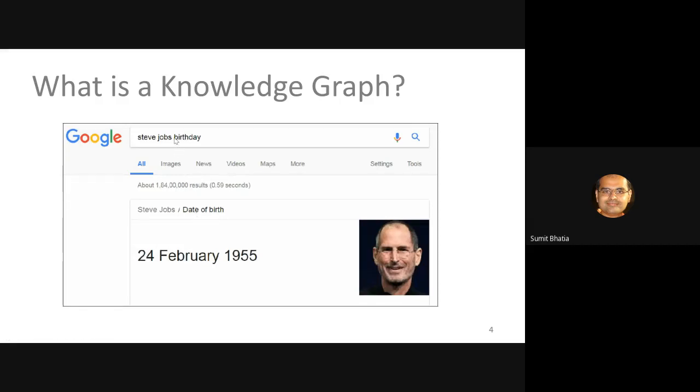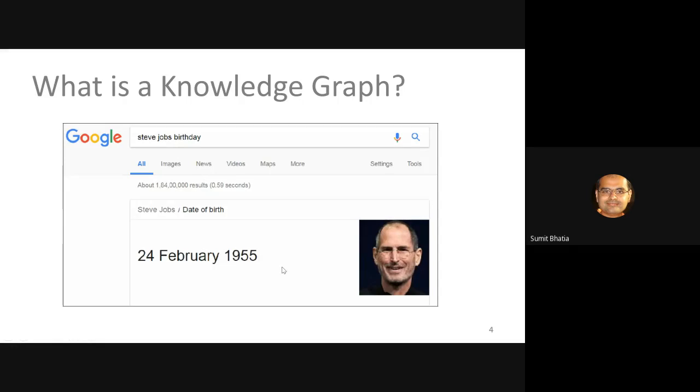So Google could automatically figure out from your query that the user is looking for an entity called Steve Jobs and his birthday, which is captured by the relationship date of birth. So just by using the graph, Google could actually give you the top answer.